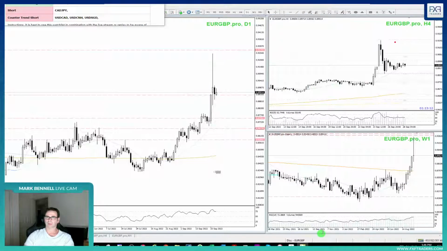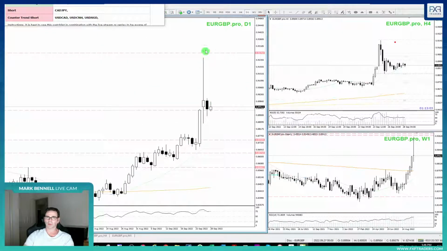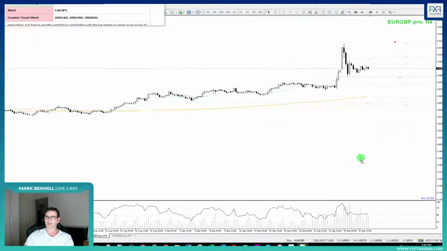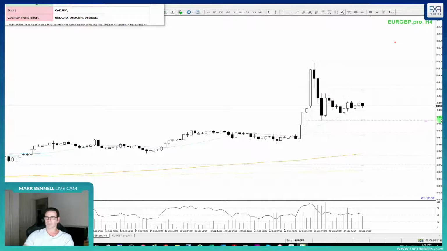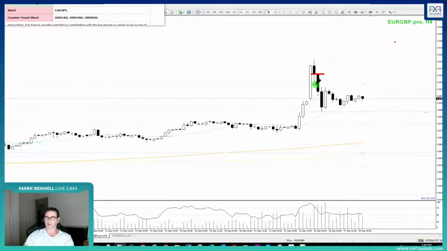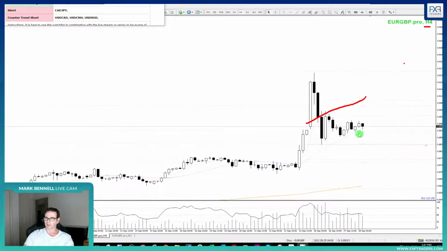Euro pound. Now this is along that same theme that you were looking at, Alistair. Big move. It's had its pullback. So the longs have been taking profit. They're not necessarily taking more, but we don't really know. Well, we've actually just got a little structure through here. Back to the 20. This is back to the 20 on the 4 hour.